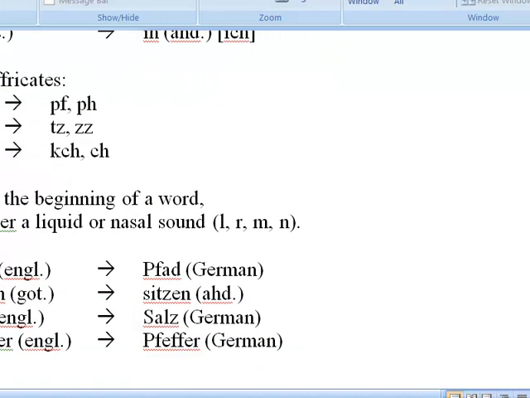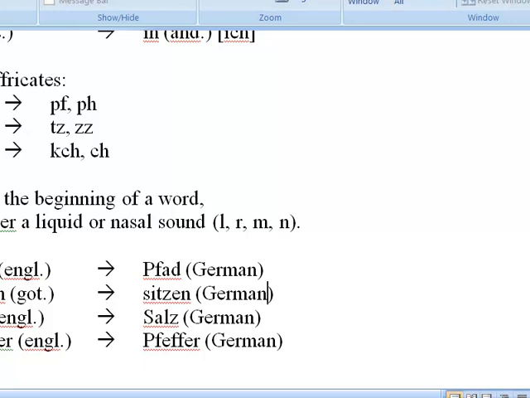The other change that's possible, PTK, P is a P sound, T is a Ts sound, and then K becomes a K sound. This happens at the beginning of the word. So path in English becomes in German Pfad. Satyan in Gothic, which is to sit, becomes sitzen in Old High German. Sitzan in Old High German, and sitzen in New High German. I should have changed that. Salt in English, we have T to a Ts, becomes Salz in German.